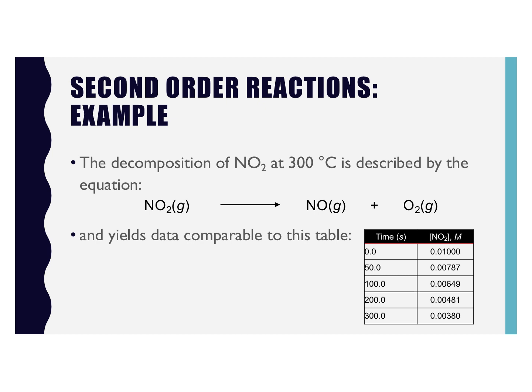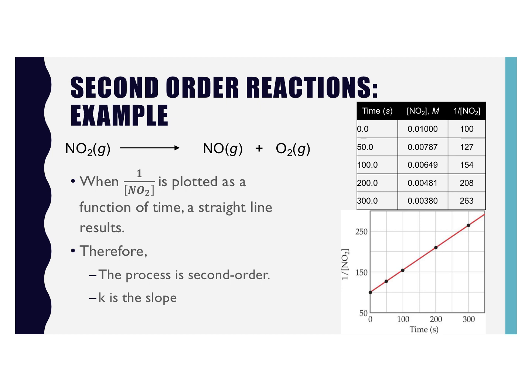Okay, so here's another reaction. This is the decomposition of nitrogen dioxide into nitrogen monoxide and oxygen. And this is monitoring the concentration of the reactant NO2 over time as things go on. If we plot that out, we would get a graph that would be nonlinear. However, if we take 1 over each of these concentrations and graph that versus time, we end up with a nice linear graph that looks like this.